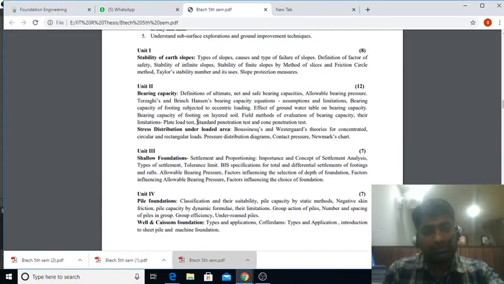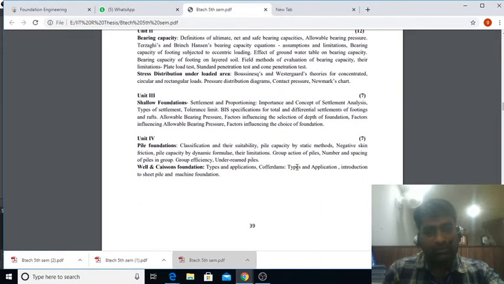Number 1, we have to conduct plate load test, standard penetration test and cone penetration test. This unit is subcategorized into 2 subparts. Number 1, bearing capacity, and number 2, stress distribution under the loaded area, in which we will go through Boussinesq and Westergaard theory for concentrated, circular and rectangular loads, pressure distribution diagram, contact pressure and Newmark's chart.